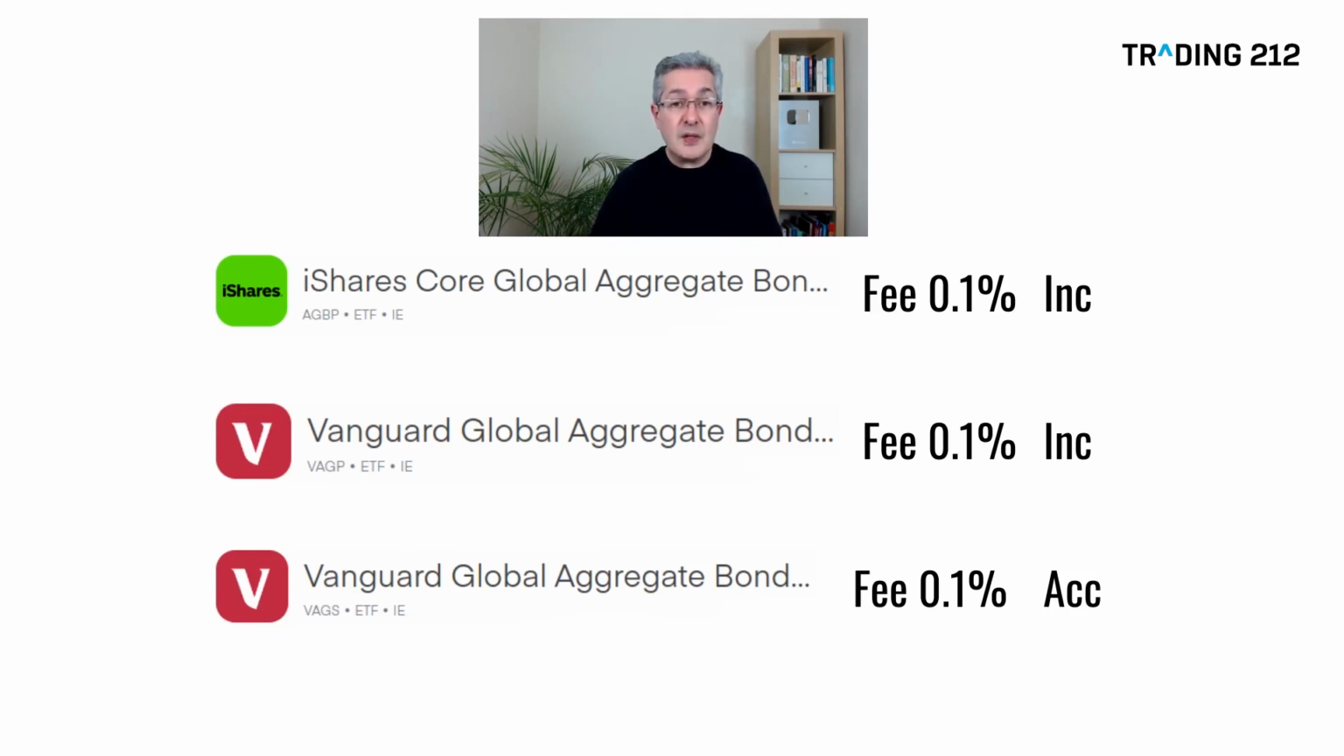Again, notice that 2 of them are income funds that pay you some of the income generated by their bond portfolio, while the accumulation fund reinvests that dividend so that you don't have to.